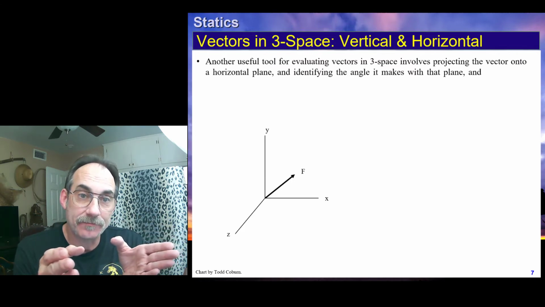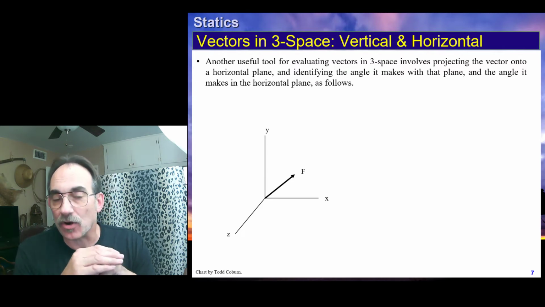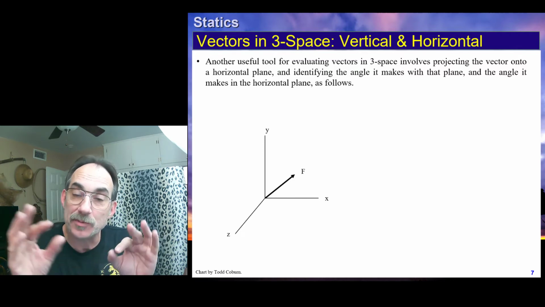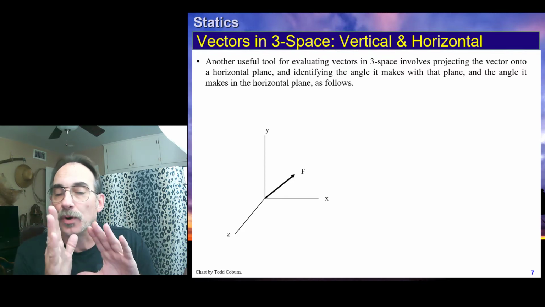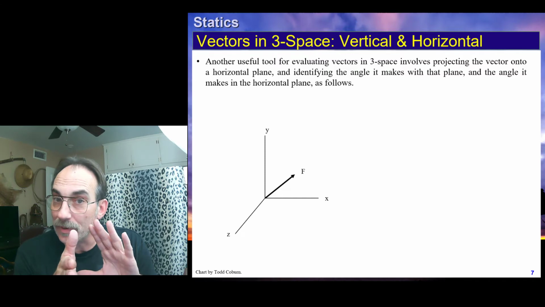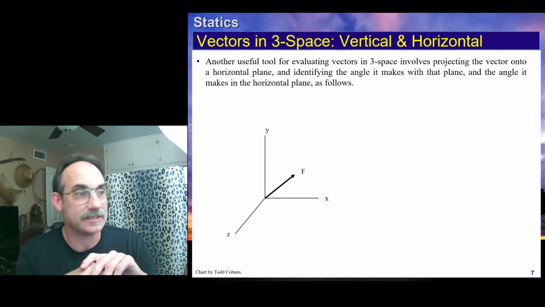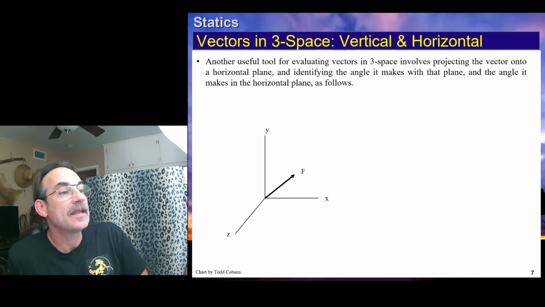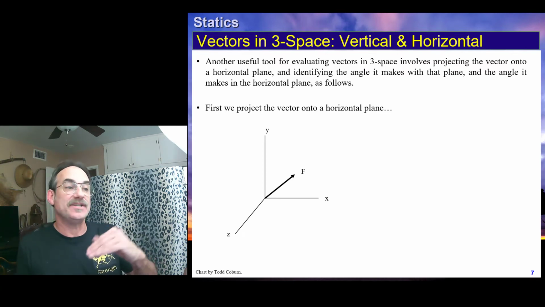in its entirety. Another tool that we will run into is when we project a vector onto another plane. So sometimes we can just take the coordinates and use those. Other times it will be more convenient to project our vector onto one plane and then use that projection to project it onto the other 2 coordinate axes. Here's how that works. Let's say we have a vector F in 3 space. And what we want to do is first, in this case, project it down onto a horizontal plane. This means the xz plane.